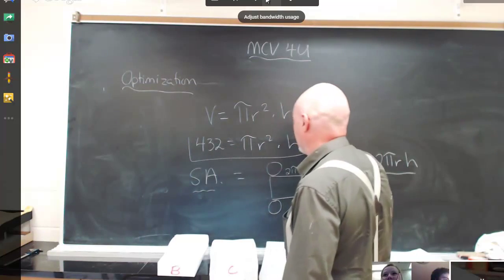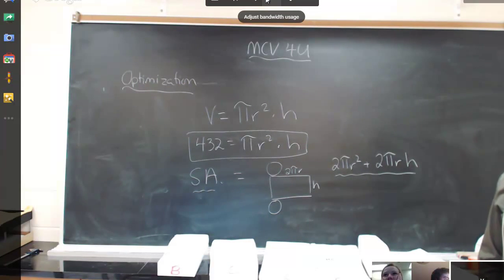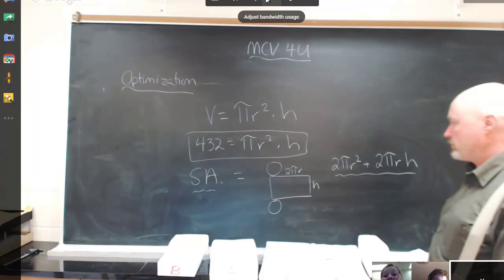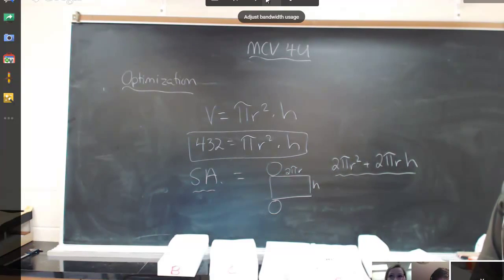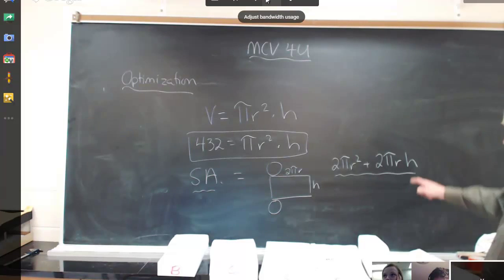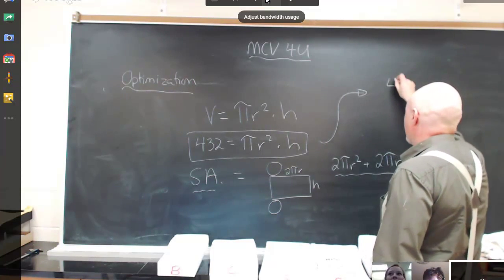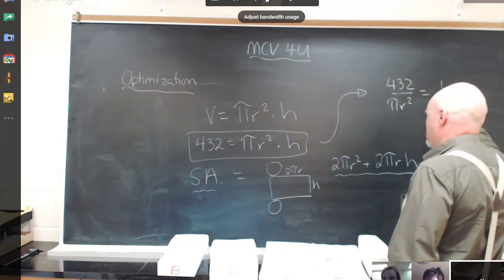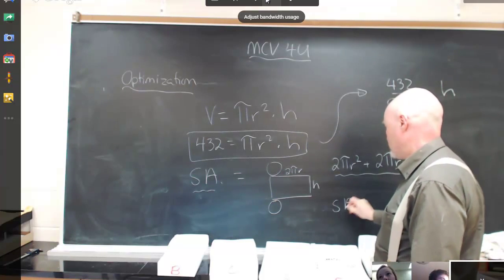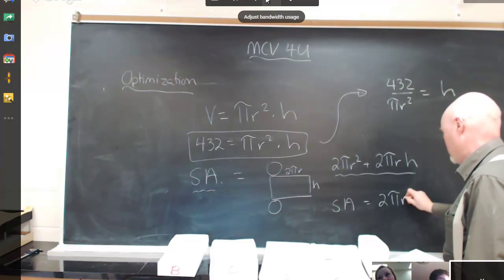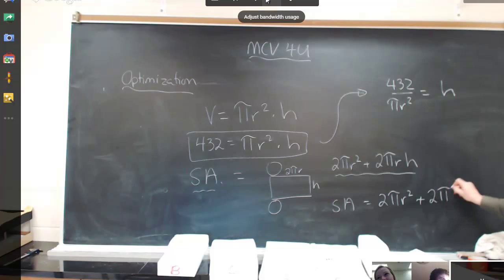So we're going to go back to this one. We could actually express R in terms of H and put it in, but I think yours is easier. When we rearrange this one, what do we get? 432 divided by pi r squared equals h. Good. So now what's our surface area? 2 pi r squared plus 2 pi r times 432 over pi r squared. Very good.